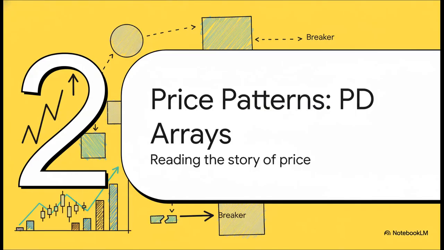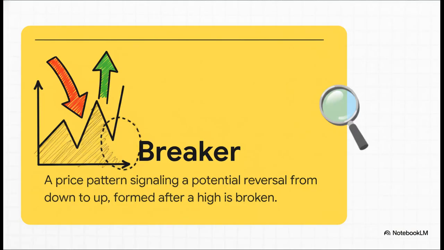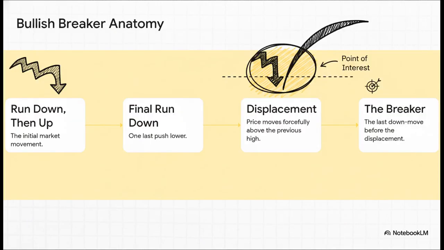All right, let's talk price patterns, these PD arrays. They're basically the market's own sign language, these little stories that price tells. So a bullish breaker. This pattern is a huge, flashing sign that the market could be ready to flip from down to up. It shows up right after a high gets taken out. Okay, picture this. The market's moving down, then it pops up a bit, and then it makes one last dive lower. But then, and this is the crucial part, bam, price explodes higher, breaking above that previous high. Now that little down move right before the big explosion, that is our breaker. It's like the market is showing its cards.